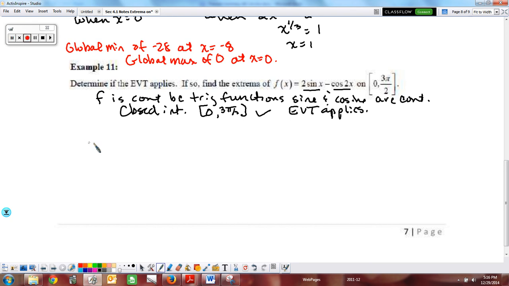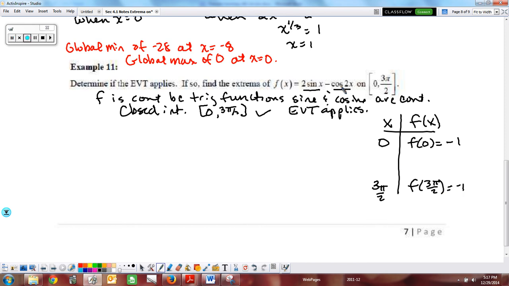Once we know that, we're going to do my chart, x, f of x, and put your endpoints, 0, 3 pi over 2. Calculate f of 0. Now this does require knowing some trig. The sine of 0 is 0. The cosine of 0 is 1, so I end up with 0 minus 1 or negative 1. And then we have 3 pi over 2. The sine of 3 pi over 2 is negative 1.